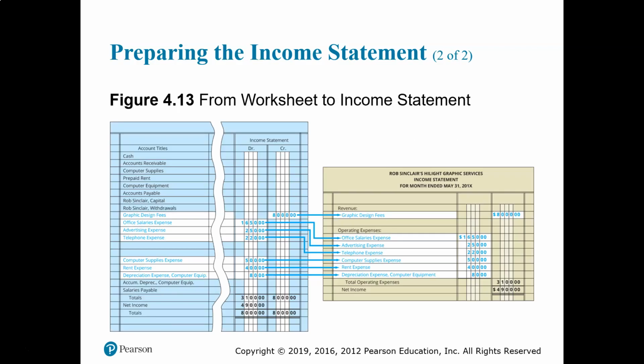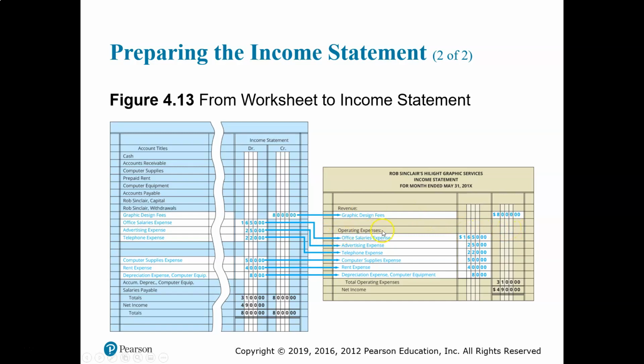Okay, so from the worksheet, you take the following from the income statement columns. You have your revenue, but remember your heading has to be for the period ended. So in this case, it's for the month ending May 31st. You start with the company name, the income statement, and then for the period ended. You have your revenue subtotal, and you list the one revenue account. If there were more revenue accounts, you would put them in the column adjacent, subtotal, and put your total over here.